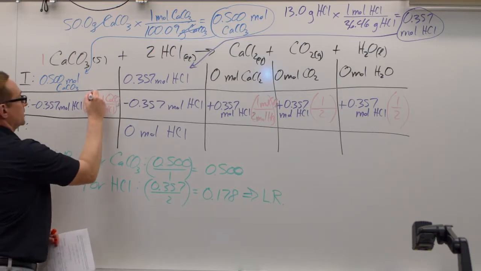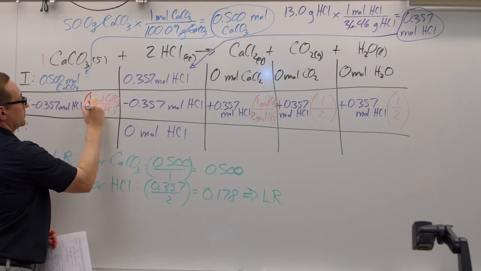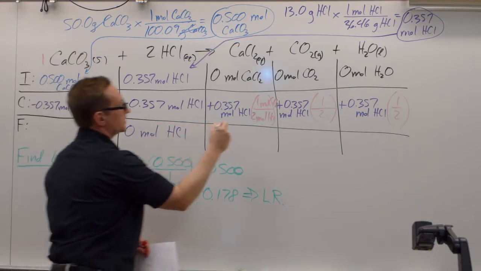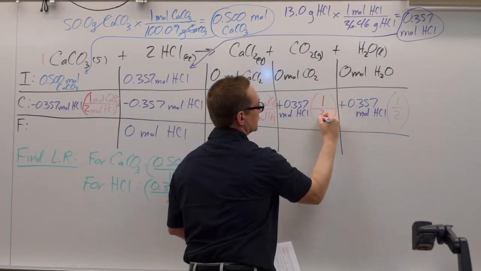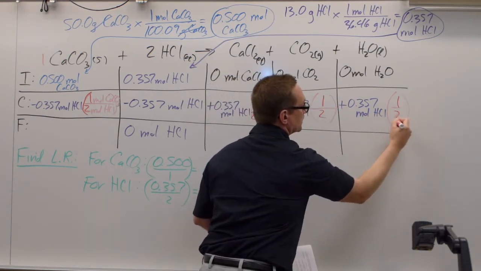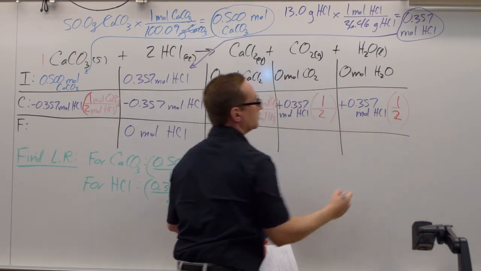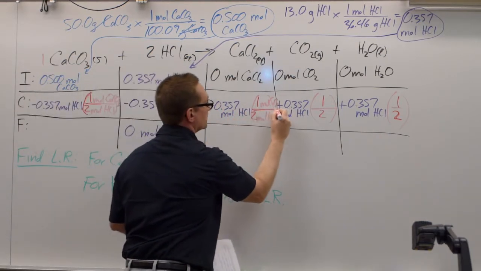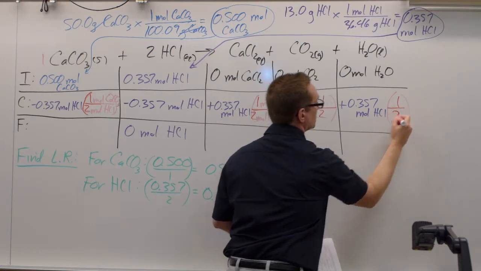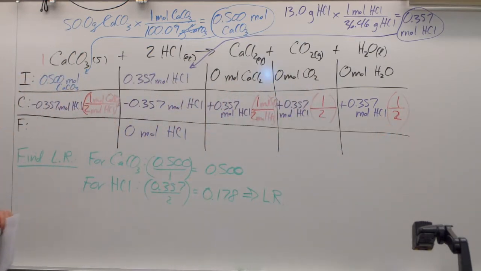I don't suppose this is any better. Oh yeah, that's a lot better. So 1 over 2, 1 over 2, 1 over 2. And it's always 1 over 2 because the limiting reactant coefficient's 2. Okay.